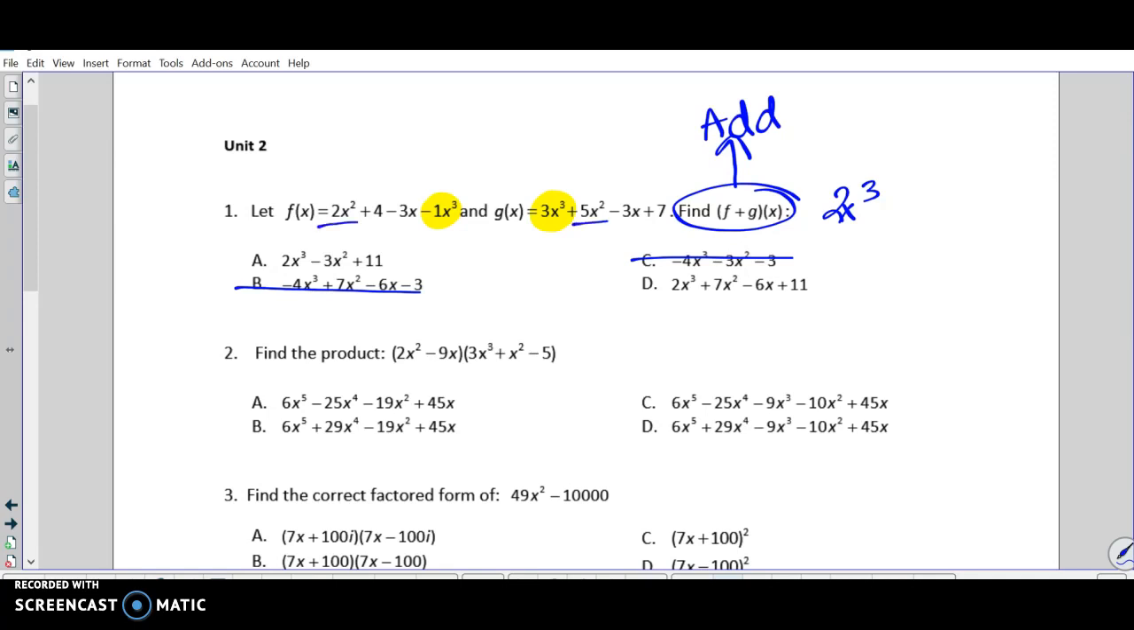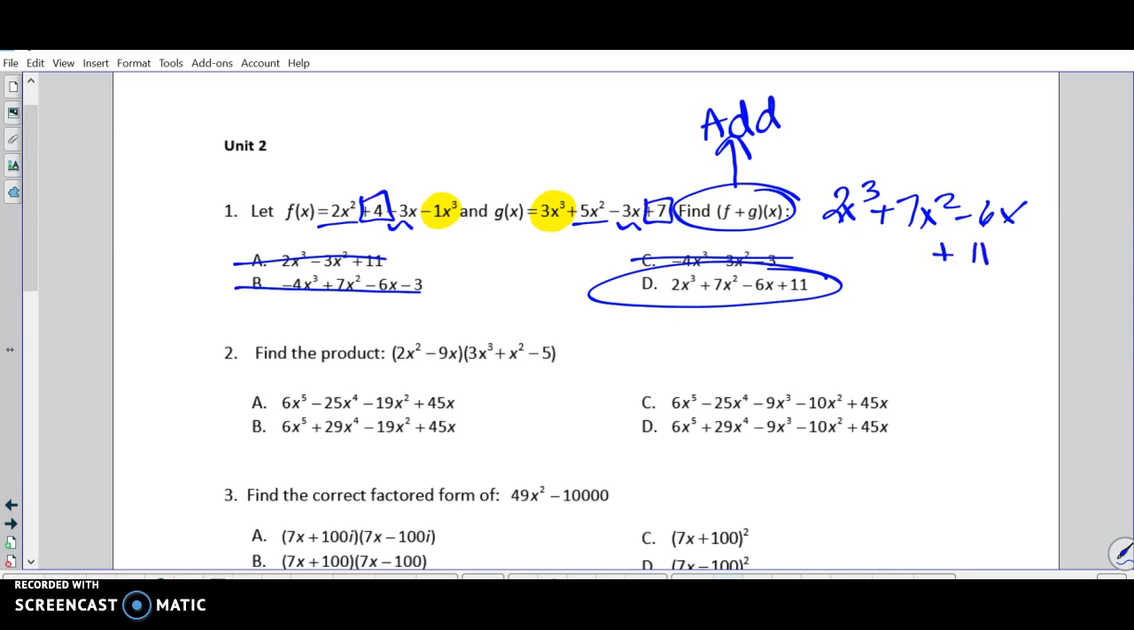I've got 2x squared and 5x squared, which is 7x squared. Ooh, I can automatically eliminate a, so it's got to be d, but let's finish up. -3 minus 3 is -6x, and then you've got 4 and 7, which is +11. So D for sure is the answer.